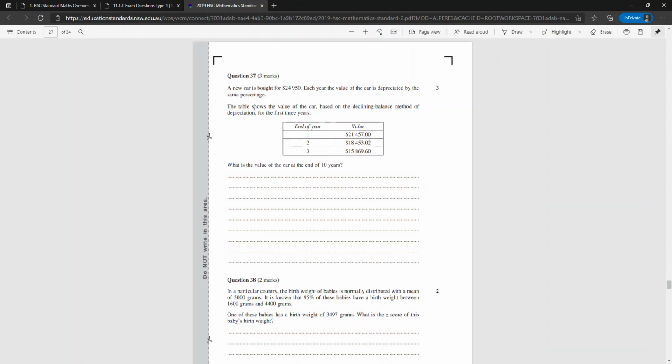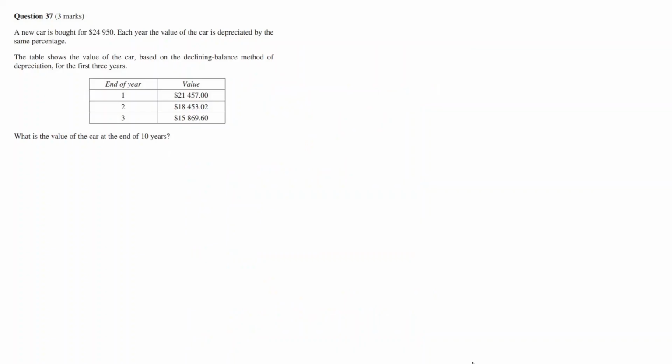Now the question is telling us that there's a new car that's being purchased for $24,950, and it's given a table that's showing the depreciation, the year and value of the car for the first 3 years. And then it's asking you, if this is the rate at which it's depreciating, what is the value of the car at the end of the 10 years? Let's take this question out.